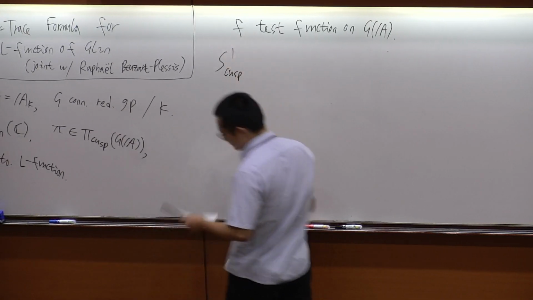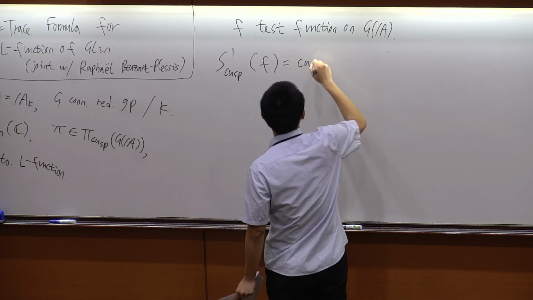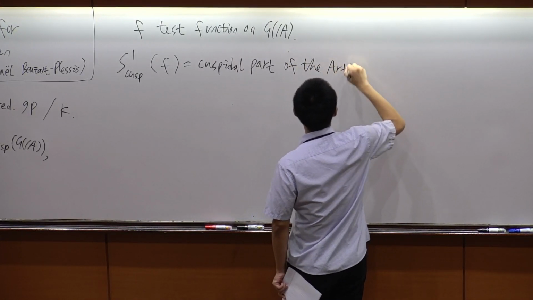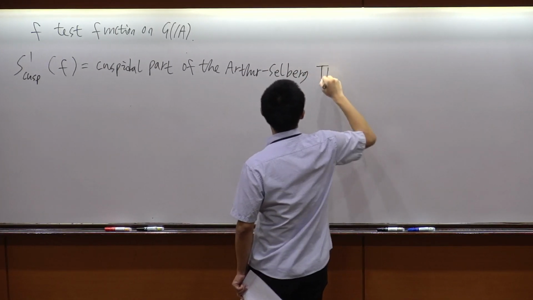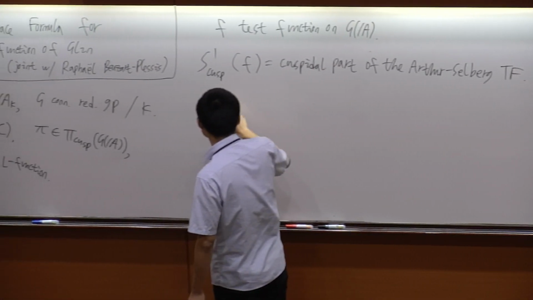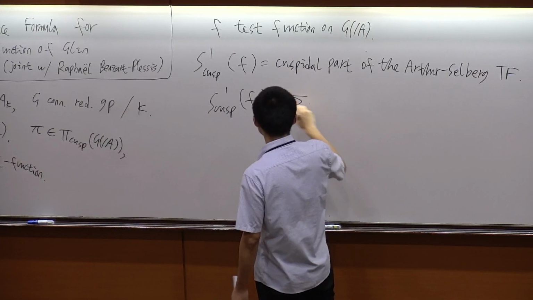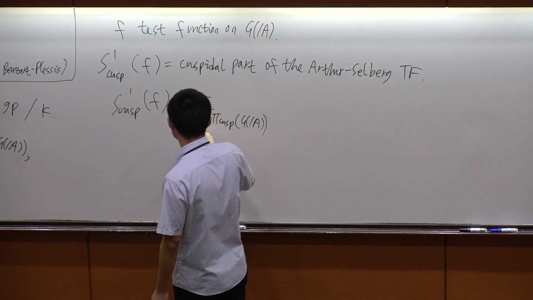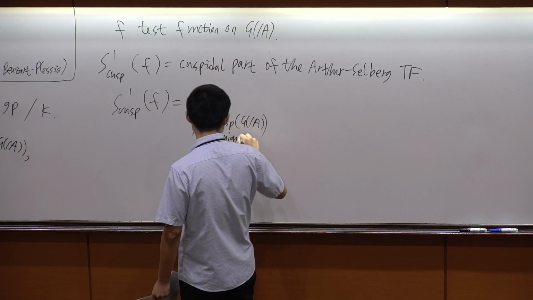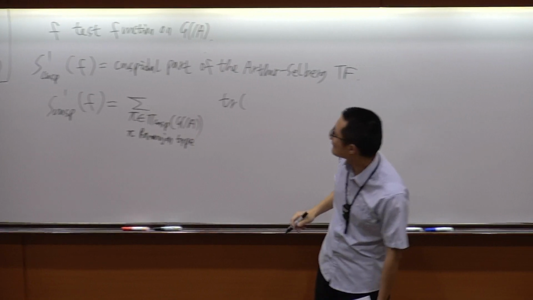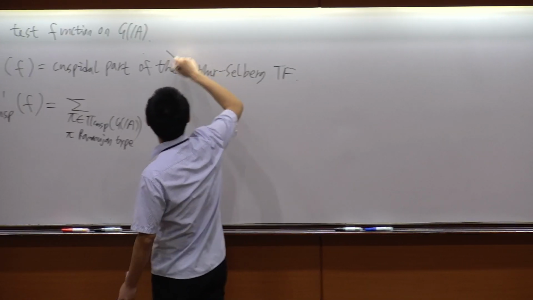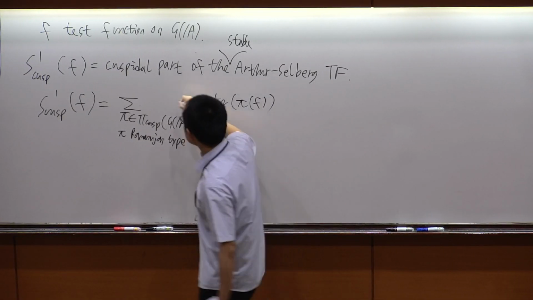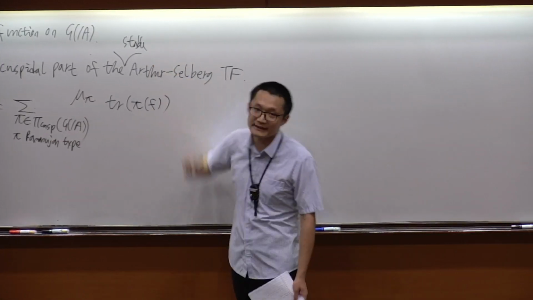So let S_1(f) be the spectral part of the Arthur-Selberg trace formula. Roughly speaking, this S_1(f) will be the summation over all the cusp forms that are of Ramanujan type, of the stable trace, yes, of the stable. It is the summation of the basic trace of pi(f), together with this mu_pi, which is a stable multiplicity inside this stable trace formula.